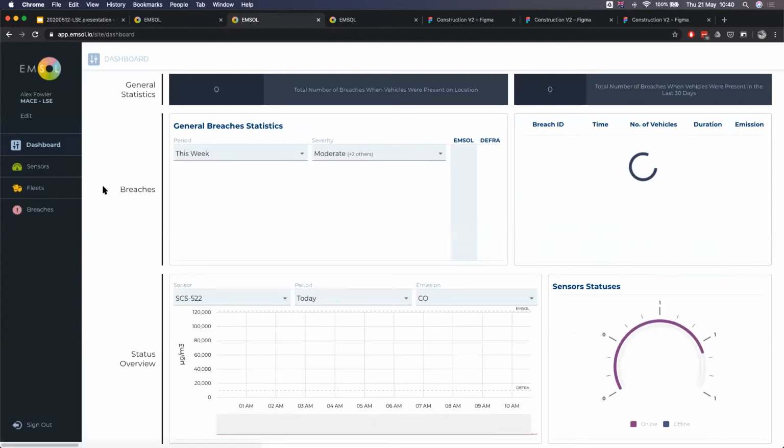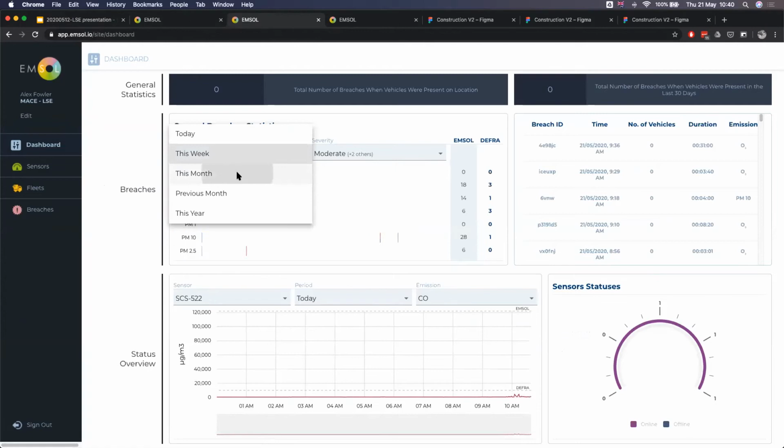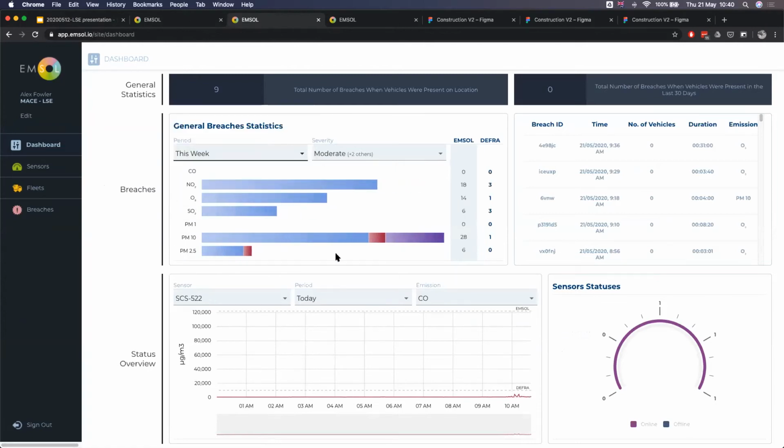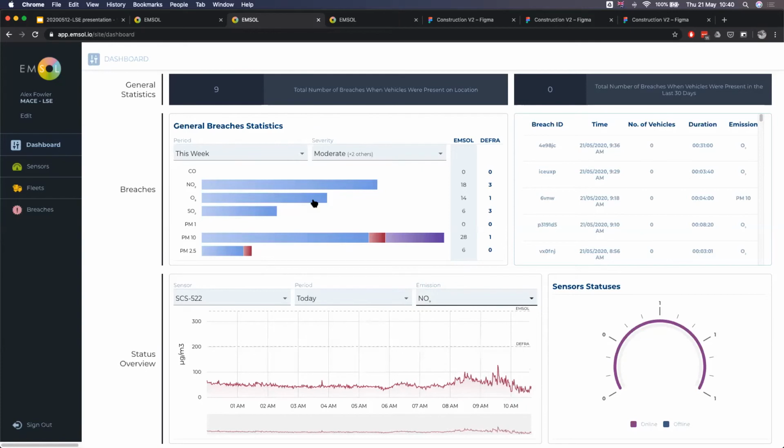Okay, yeah, so here we go. This is the data for this site. So we can see on this chart here how many breaches there were on a particular day, and what times of day they were as well. So I'll just take you around the screen first.